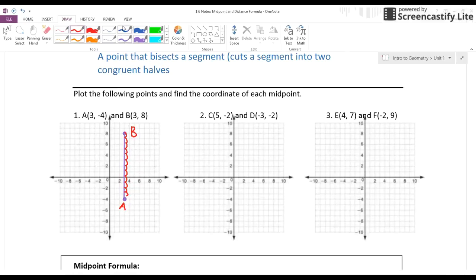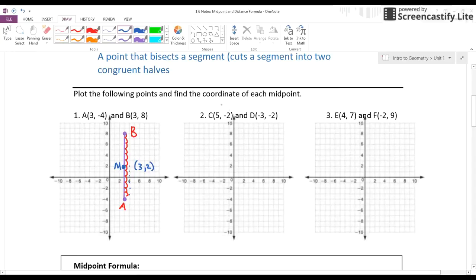So I can go ahead and say, well, where is 6 spaces? I'm just going to go ahead and check 6 spaces. 1, 2, 3, 4, 5, 6. My midpoint should be right here, right? So that's my midpoint, which I can call M or whatever you'd like. And let's write that coordinate. That's going to be (3, 2).